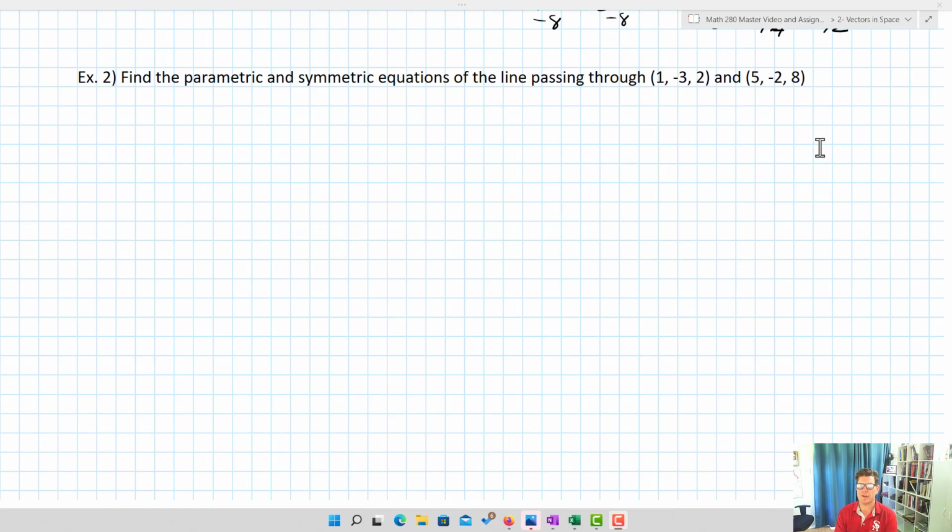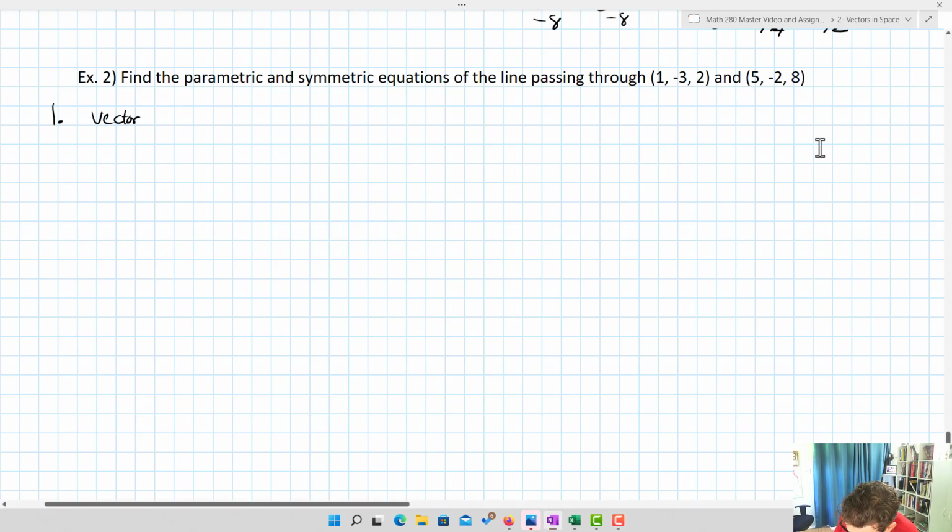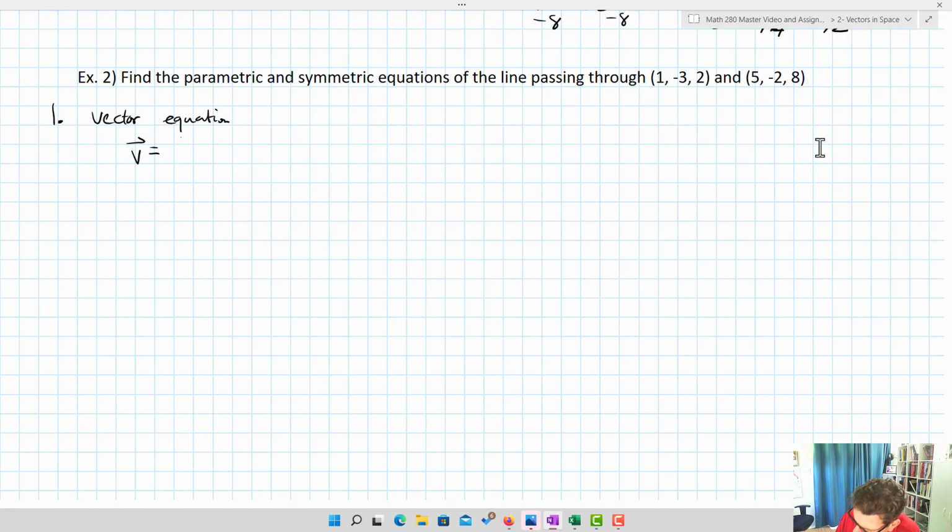Let's say we want to find the parametric and the symmetric equations of the line passing through (1, -3, 2) and (5, -2, 8). First, we're going to need the vector equation, because that will make it very easy for us to work. So I'll find v, my direction vector: 5 minus 1, -2 minus -3, and 8 minus 2, done component-wise. That ends up being (4, 1, 6).